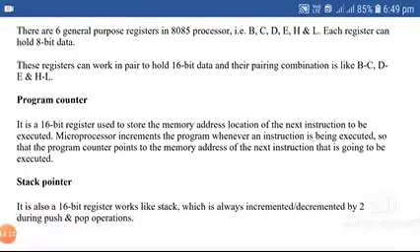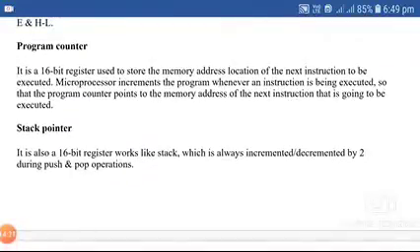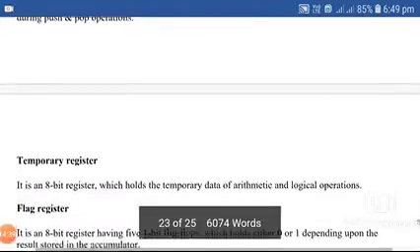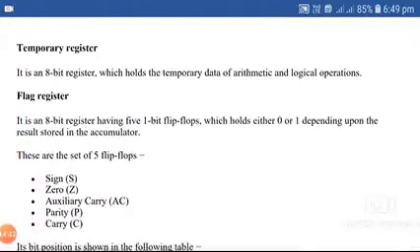Next is the program counter. It is a 16-bit register used to store the memory address location of the next instruction to be fetched and executed. Next is the stack pointer. It is also a 16-bit register, works like a stack, which is always incremented or decremented by 2 during push and pop operations. Next is the temporary register. It is an 8-bit register which holds the temporary data of arithmetic and logical operations.